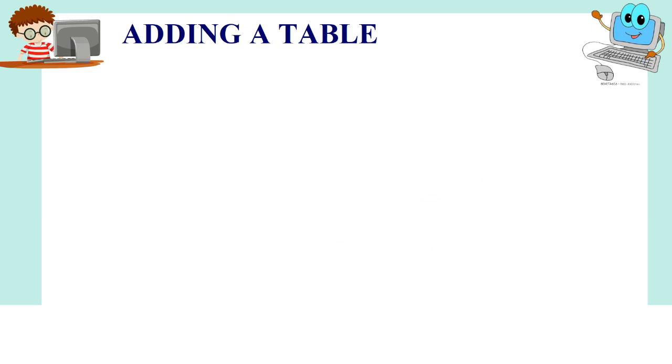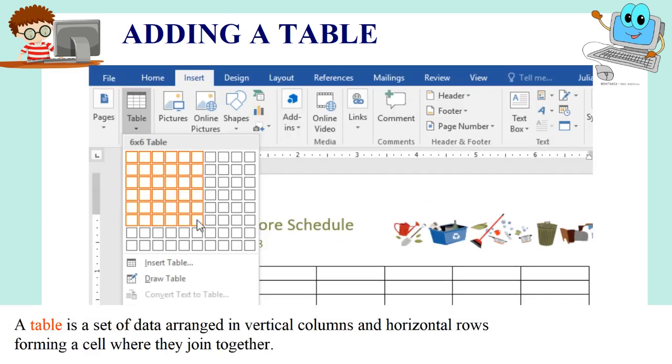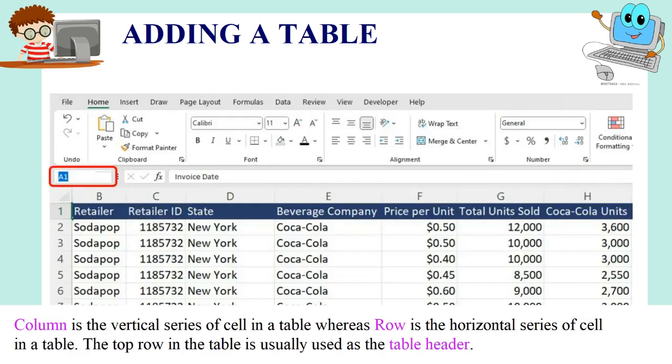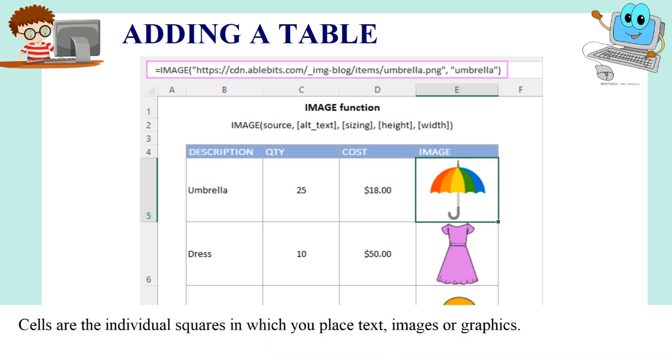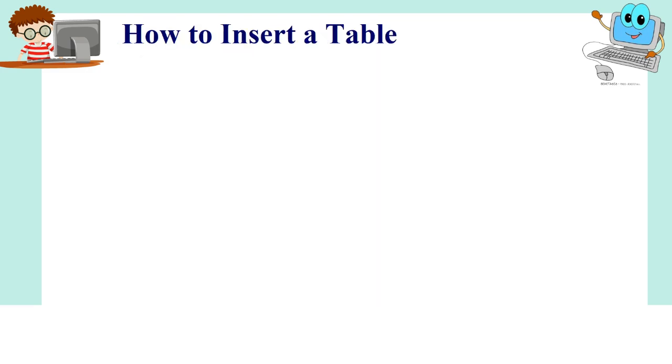Adding a table. A table is a set of data arranged in vertical columns and horizontal rows forming a cell where they join together. Column is the vertical series of cells in a table, whereas row is the horizontal series of cells in a table. The top row in the table is usually used as the table header. Cells are the individual squares in which you place text, images, or graphics.